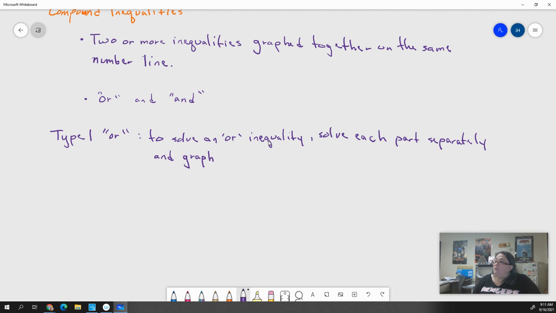Think about "or" as only one piece has to be true for the whole statement to be true, right? That's kind of a logic thing. You'll see that a lot in computer science, but you kind of see it in life too.